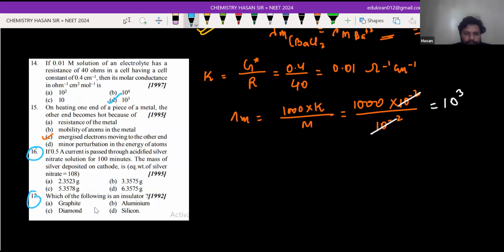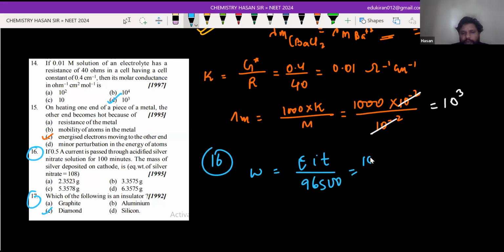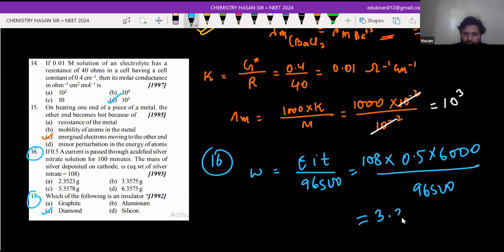17 is very simple. Diamond is an insulator. 16 is Faraday's law. You can directly apply the formula of Faraday's law. W is equal to equivalent weight into I into T upon 96,500. 108 is the equivalent weight of silver because n factor is 1. Current is given as 0.5 and time 100 minutes into 60 seconds, so it becomes 6,000 seconds divided by 96,500. You'll get 3.375 grams. So the correct answer is B.